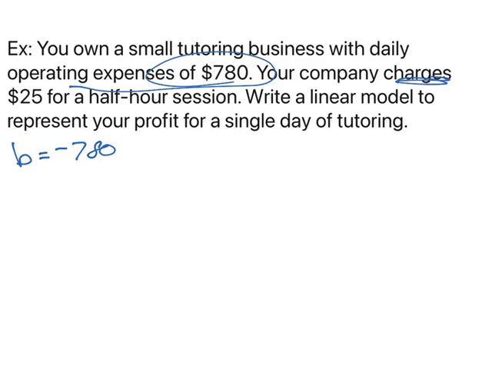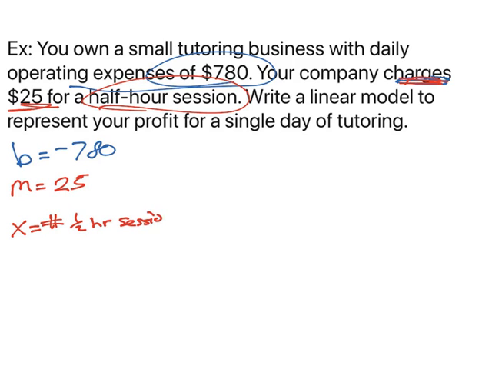Then I have money coming in, right? We're charging $25 for every half-hour session. So my slope is 25 and my unknown, right? So let's say x represents the number of half-hour sessions. Okay, so my profit, we'll call that P. So profit is 25 times the number of sessions minus 780.